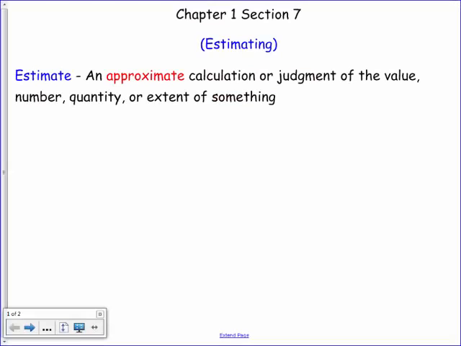All right, we got a nice short video for you today. So our last section is on estimating. And really, we're going to do some estimates with our graphs, with some of our data. So an estimate, as you know, is like an approximate calculation.